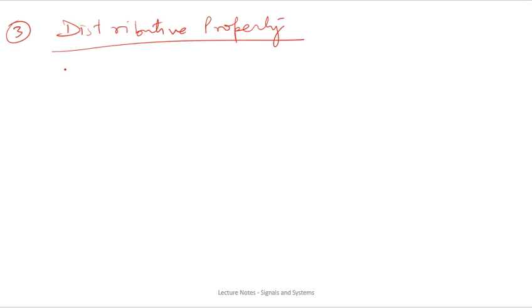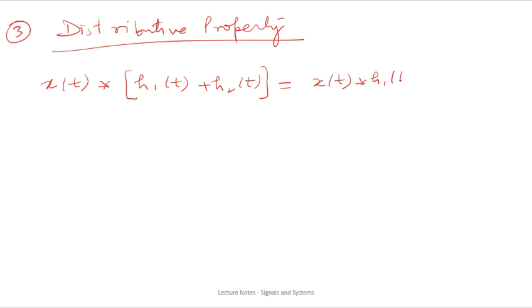Now come to the third one, the distributive property. This convolution operation also possesses the distributive property. It can be shown in this particular form. This property shows that a parallel combination of LTI systems is equivalent to a single system whose impulse response is the sum of the individual impulse responses in the parallel configuration.